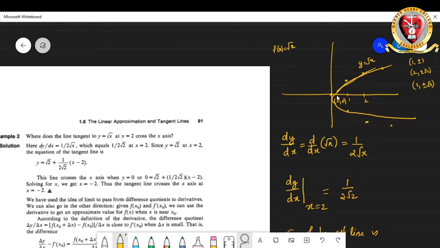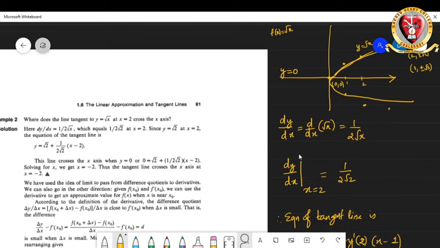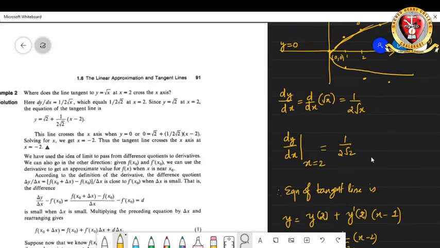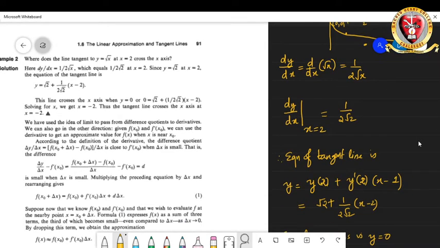And also, the x-axis is nothing but this axis, and it has the equation y is equal to 0. Okay, so dy by dx is considered. dy by dx is equal to d by dx of root x, which is equal to 1 by 2 root x. And at x is equal to 2, we calculate dy by dx, and we get 1 by 2 root x.